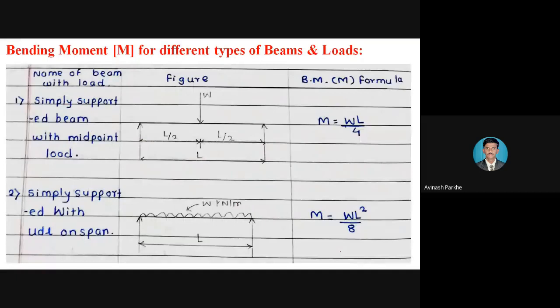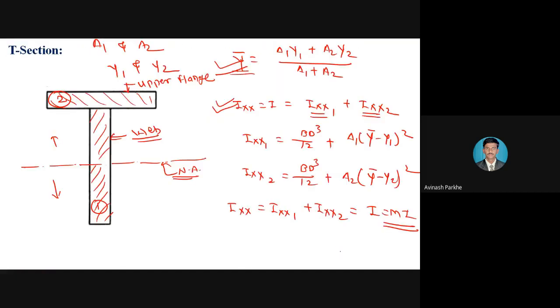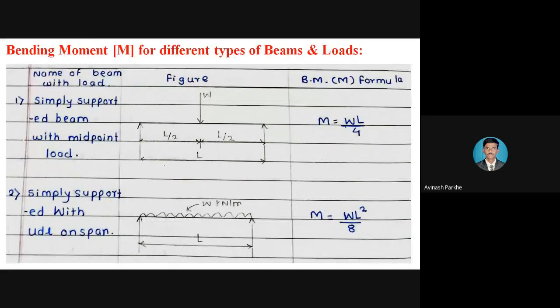Okay, now bending moment for the different types of beams and loads. We know the formula, M upon I is equal to sigma upon Y is equal to E upon R. From this combination, most of the time we have to use the first 2 combinations, M upon I is equal to sigma upon Y. Here Y means your Y bar. Please keep in mind, in the formula, instead of Y bar, this Y distance is represented by the capital Y only.